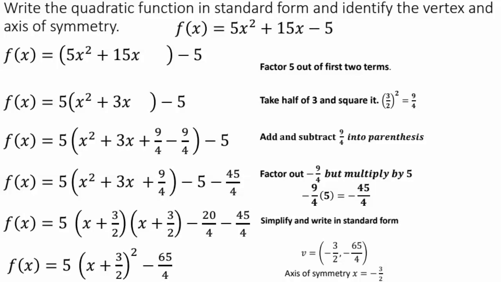And again, the equation of our axis of symmetry is the x value of the vertex, which is negative 3 halves. Okay? So easy stuff, hopefully. This makes a lot of sense now. All right.